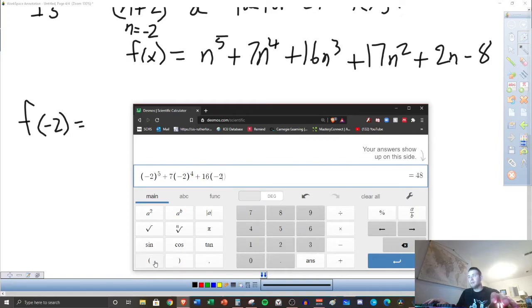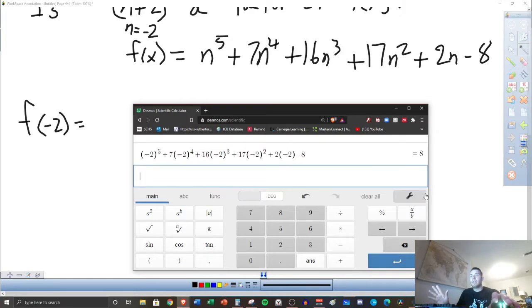So -2 to the 3rd. And we just keep going. Plus 17 times -2 squared plus 2 times -2. Make sure you're using parentheses for all these -2's when you're doing powers. It's so important. Minus 8 and we get 8. 8 is our remainder from all that work.